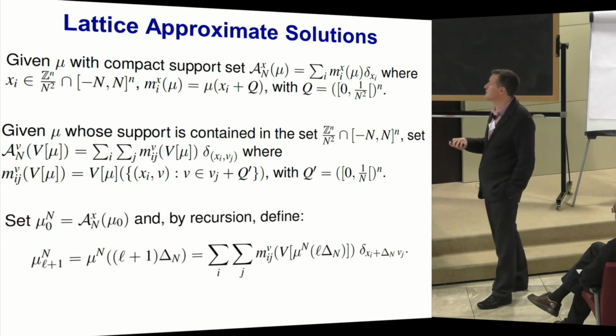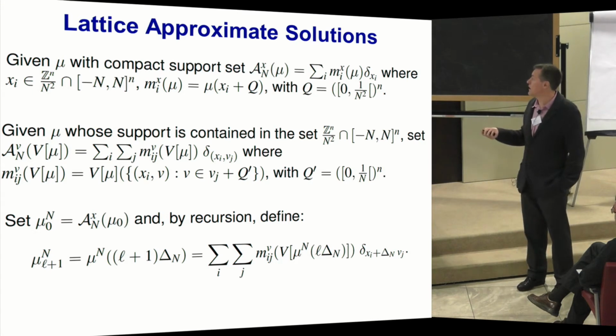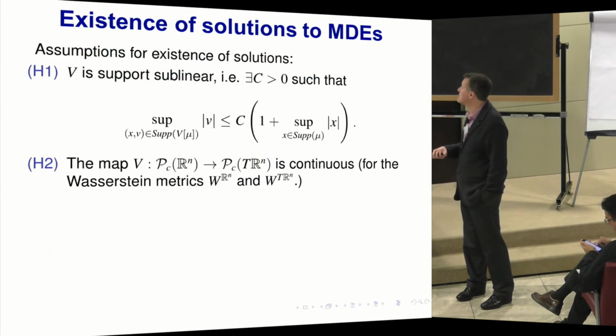Once you do that, the definition of solution, lattice approximation solution, is very simple. You just have, say that you arrive at the step L, and you want to define the step L plus 1. You just look at V of mu n L delta n. Okay, so the discretized solution, you look at this probability vector field, and you discretize along this lattice. And then you go to the next step just by moving every mass that was at the point xi by some delta n Vj. So the definition is very simple.